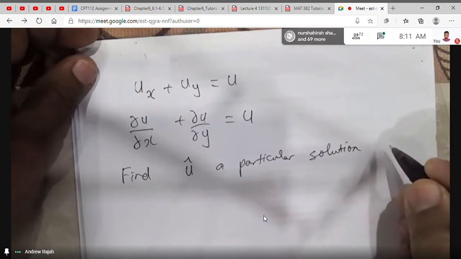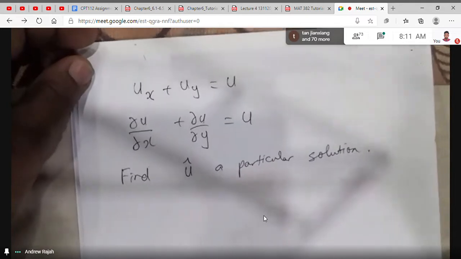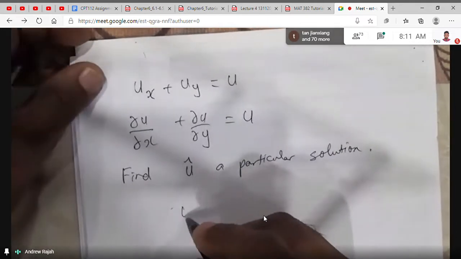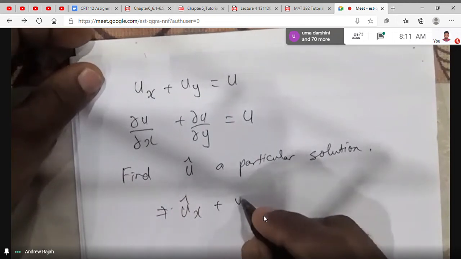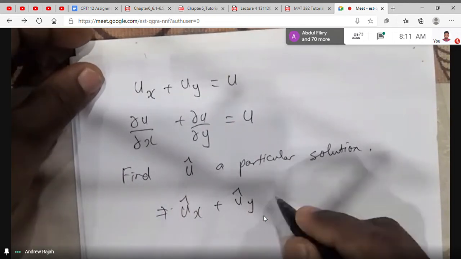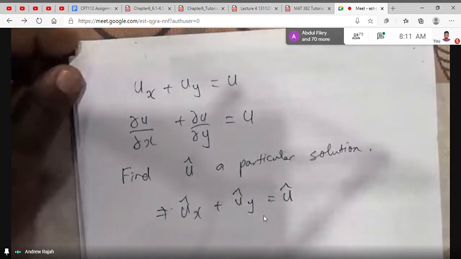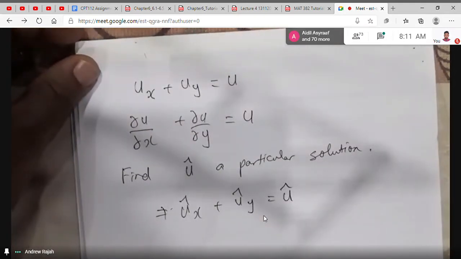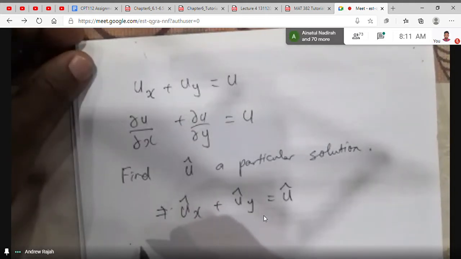Okay. So if u hat is a particular solution, maybe u hat must satisfy this. Okay, it must satisfy this. This is a particular solution.